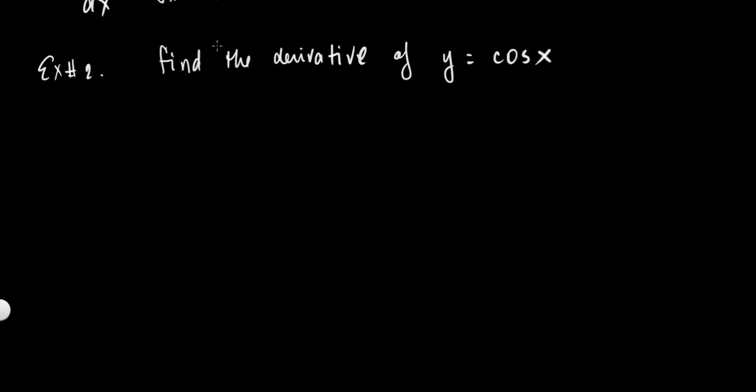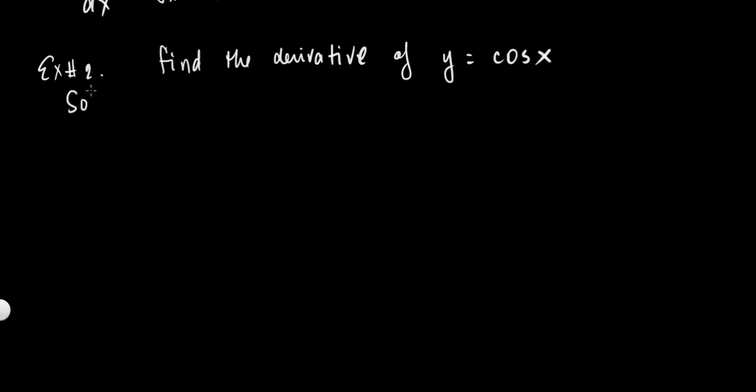So, sa mga nag-pre-calculus, alam na natin to, no? The answer is minus sine x. dy over dx or derivative of cosine x with respect to x is negative sine x. Okay? So, tingnan natin. By using the first principle, so dapat ang answer natin is negative sine x.